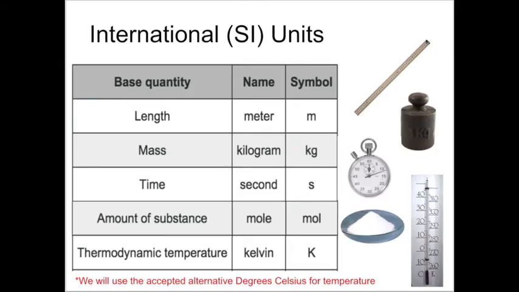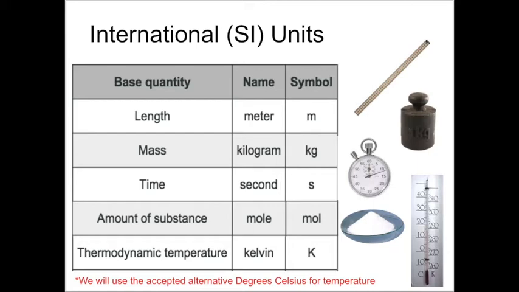All right, so what are these standard units? So the standard international units that should be used everywhere by scientists are called SI units, or Système International. It was developed in France. Okay, so the base quantity for length, the unit is the meter, symbol is a lowercase m. For mass, it's the kilogram, or kg. You can also do grams.